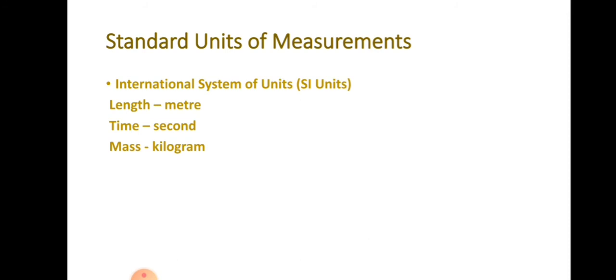Each meter is divided into 100 equal divisions called centimeters, and each centimeter has 10 equal divisions called millimeters. Thus 1 meter is equal to 100 centimeters, 1 centimeter is equal to 10 millimeters, and also 1 kilometer is equal to 1000 meters.